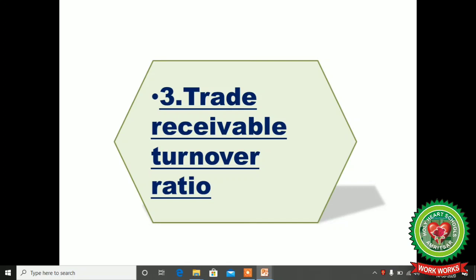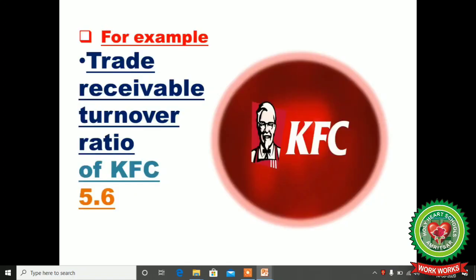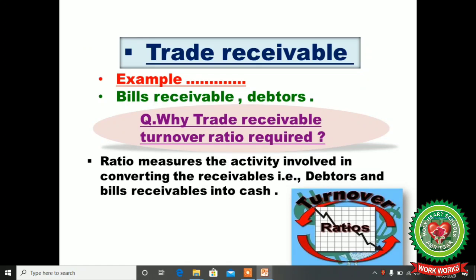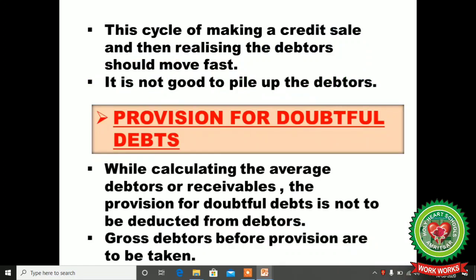Okay, so the third ratio is the trade receivable turnover ratio. For example, the trade receivable turnover ratio of KFC is 5.6. Trade receivable means you are going to receive money from outsiders, from parties, like bills receivable and debtors. Why is the trade receivable turnover ratio required? The ratio measures the activity involved in converting the receivables, that is debtors and bills receivable, into cash. When you are going to receive money from the debtor, it comes under the head of trade receivable.